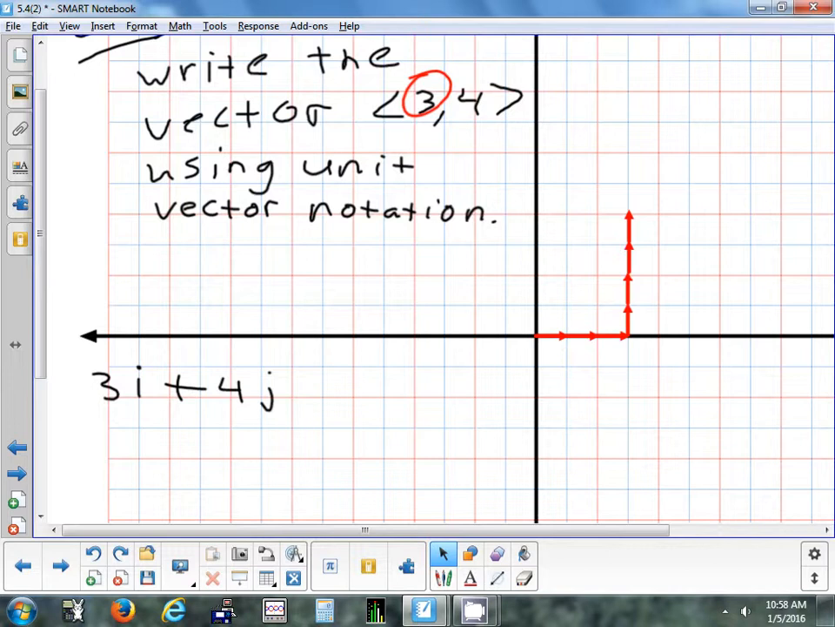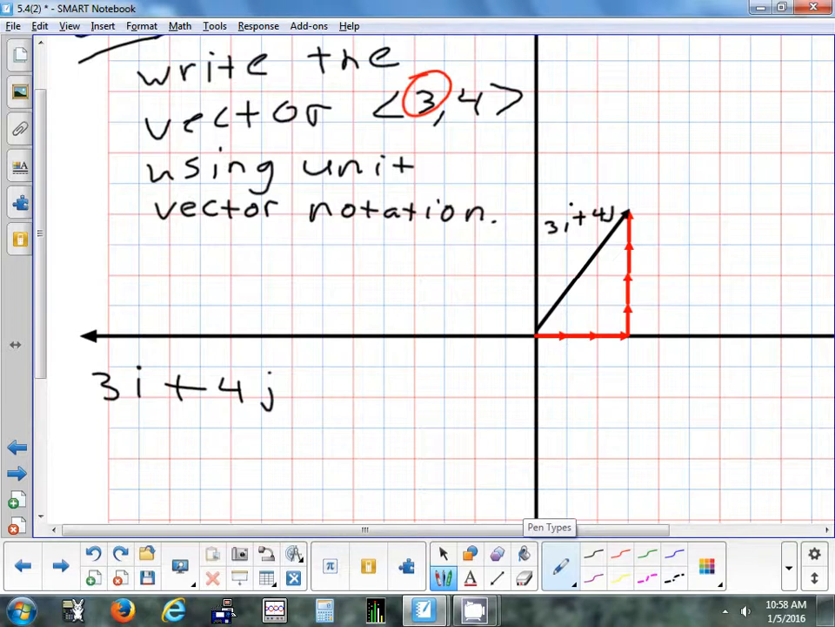Now if I connect it, just like we always do from the start to the end, that vector in black is 3i plus 4j. And that's how we're going to write our vectors. It's almost like what we did before, but you don't need the angle brackets, you don't need the comma, you just write a certain number of i's plus a certain number of j's.